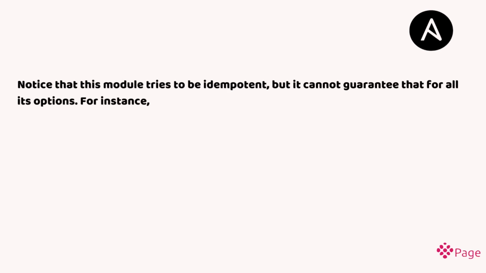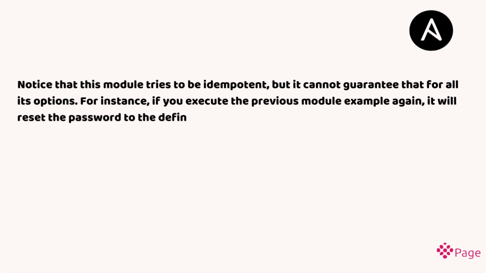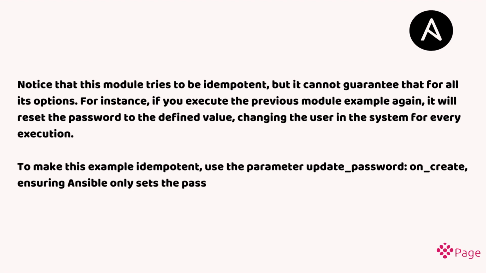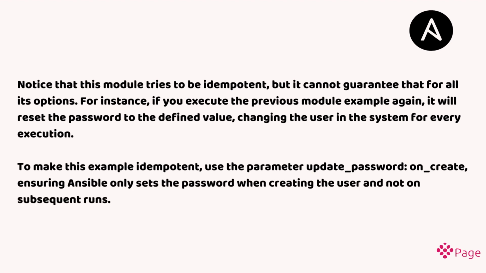Notice that this module tries to be idempotent, but it cannot guarantee that for all its options. For instance, if you execute the previous module example again, it will reset the password to the defined value, changing the user in the system for every execution. To make this example idempotent, use the parameter update_password: on_create, ensuring Ansible only sets the password when creating the user and not on subsequent runs.